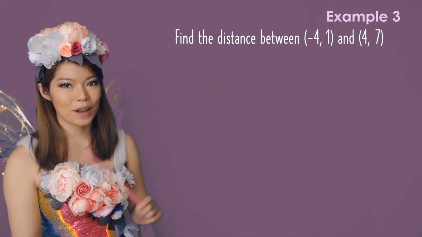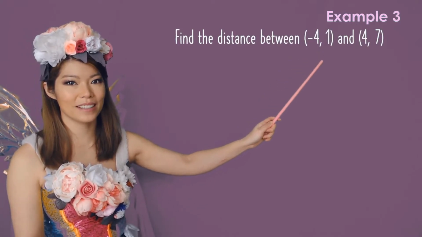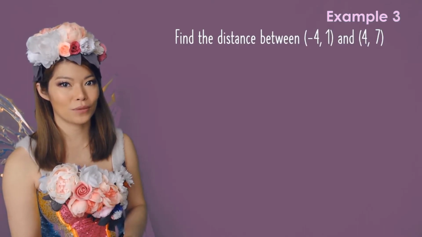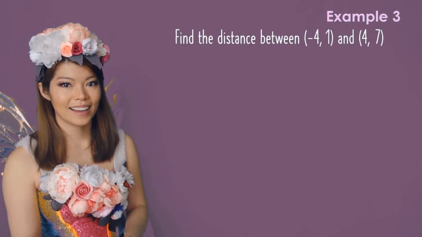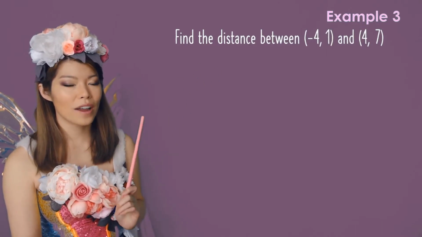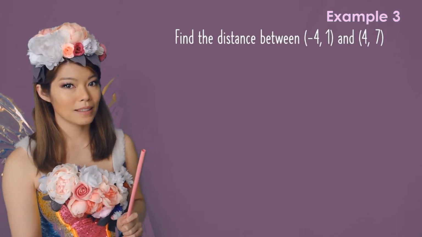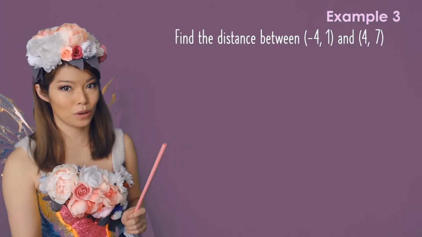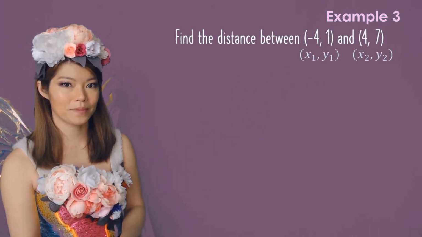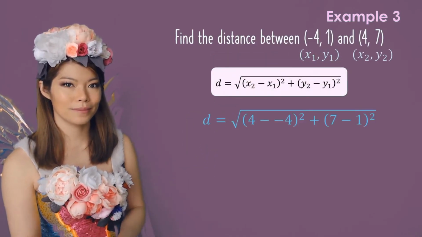Last example, find the distance between -4, 1 and 4, 7. You might want to give this a go and pause the video and unpause when you've finished with your solutions. So what is the first thing we try to do when we see the word distance? Try to remember the equation. It was the difference in x squared plus the difference in y squared, all square root. And also label so that you don't get them mixed up. So let's label, write the equation, plug in all the values.